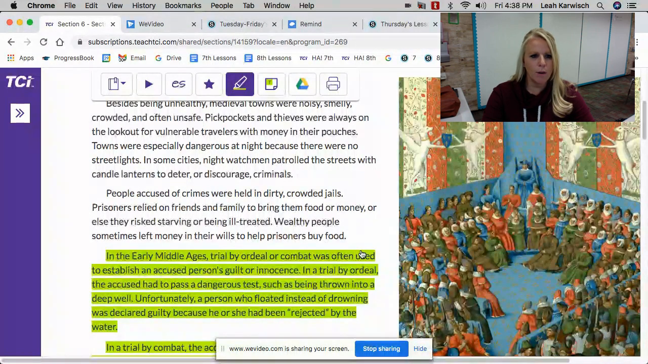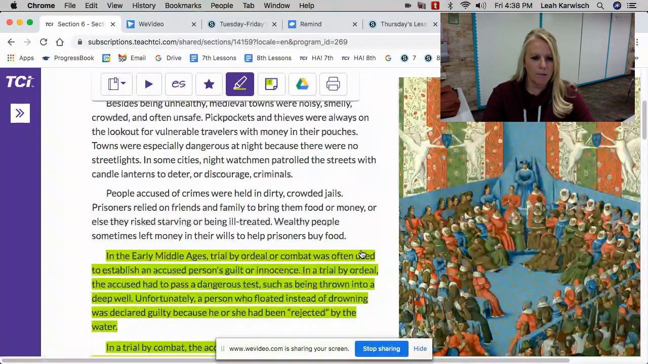Pickpocketers and thieves were always on the lookout for vulnerable travelers with money in their pouches. Towns were especially dangerous at night because there were no streetlights. In some cities, night watchmen patrolled the streets with candle lanterns to deter or discourage criminals.